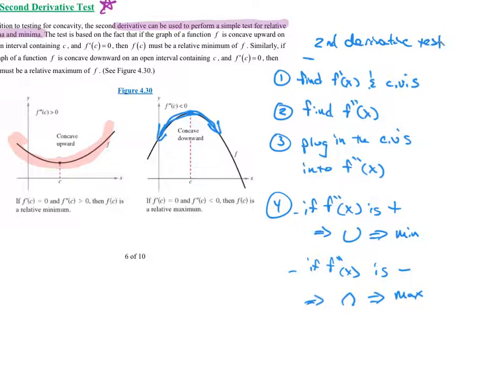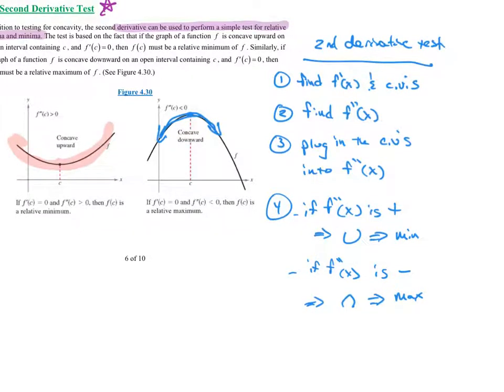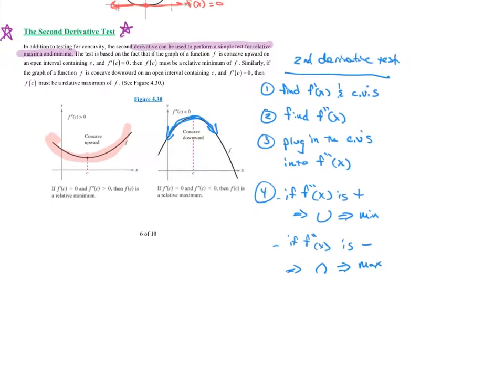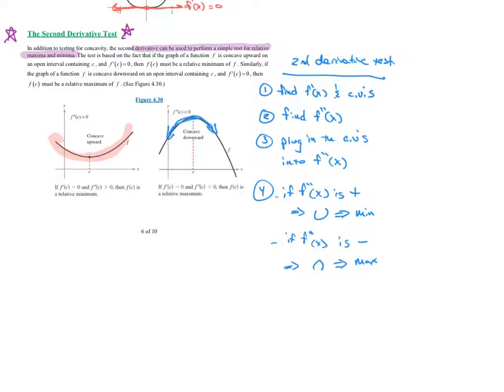The second derivative test gives you the exact same thing as the first derivative test. The second derivative test gives you maxes and mins. It just does it differently. What is the advantage of the second derivative test?